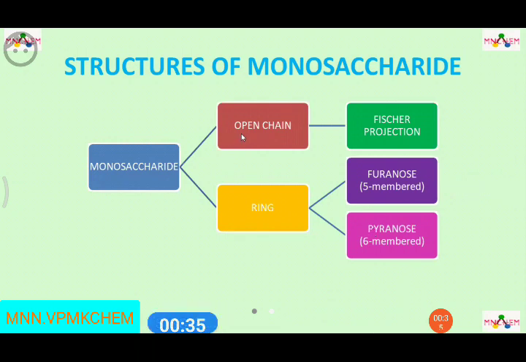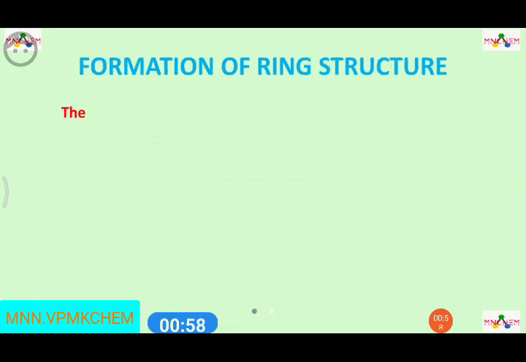The structures of monosaccharide can be written in two forms. When we draw the structure in an open chain form, also known as Fischer projection formula, it is used to represent that open chain form. And the structures can also be drawn in oxide ring forms. The five-membered oxide ring is known as furanose form, whereas the six-membered oxide ring is referred to as pyranose form. So what is the basis of these ring formations?